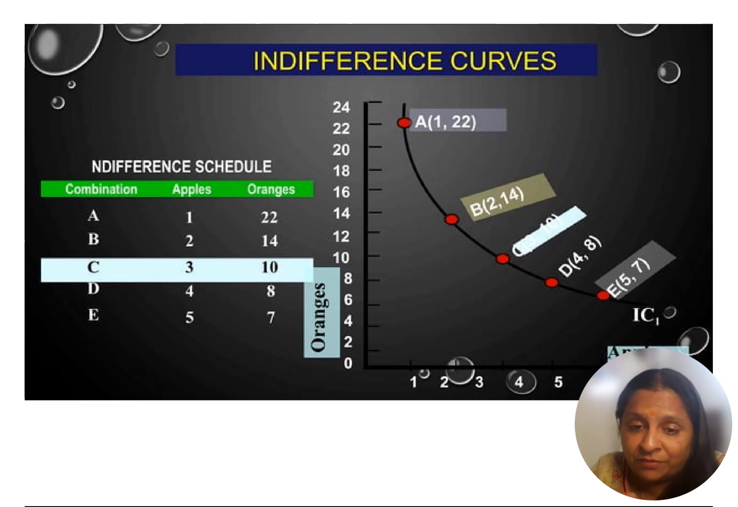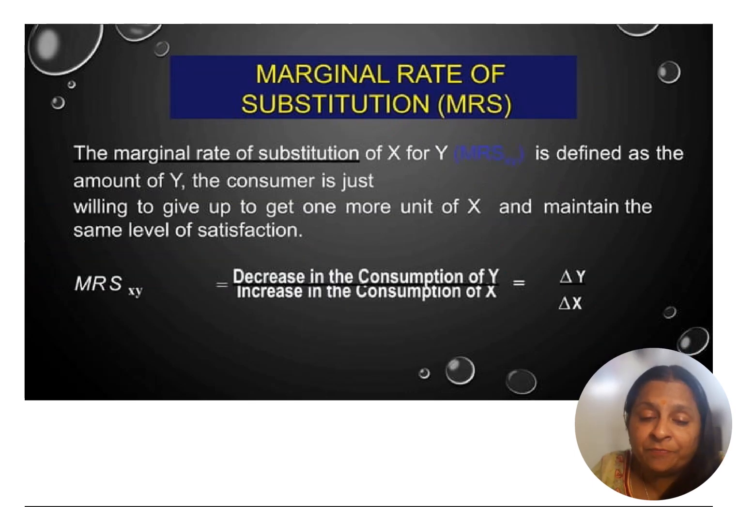Well, if we sacrifice one good to get one more of another, this ratio is called the diminishing marginal utility, and it is always a downward sloping curve. And remember, it is always convex to the origin.